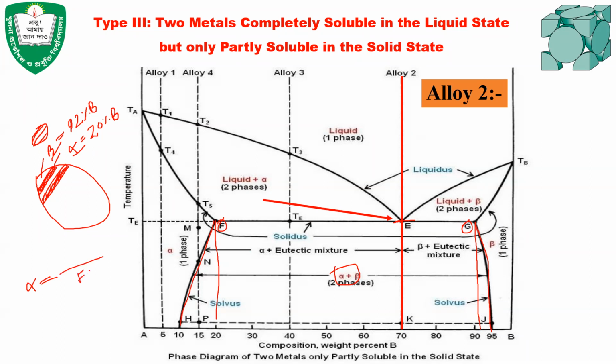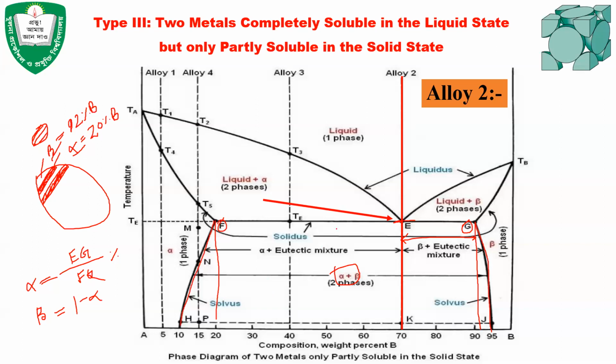So the total length will be FG, and the length from E to G will give us the percentage of alpha present. Did you understand this? Yes, sir. And how to determine the percentage of beta? Same process. Or you can just do 1 minus alpha. You can do this too, or you can use EF divided by FG.